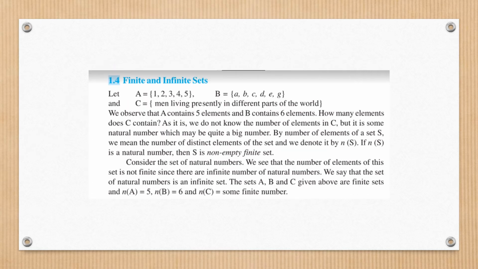Finite and infinite sets, right? So see, A is the set 1, 2, 3, 4, 5, B is the set A, B, C, D, E, G, and C is the set of men living presently in different parts of the world, right? So you can see that set A is having how many elements? 5 elements. Set B is having 6 elements. Set C is having some finite number, okay? But we don't know what that finite number is right now.